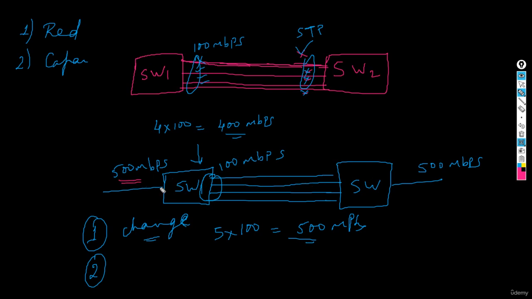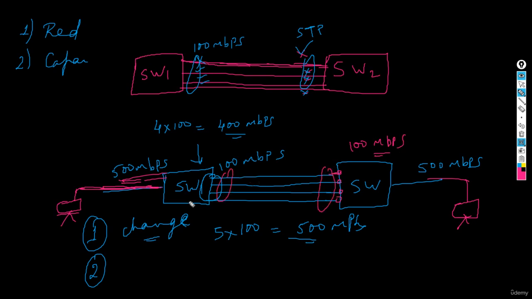I have this interface of 500 Mbps. I have some device sending traffic from here at 500 Mbps, and here also this device is sending 500 Mbps traffic. But the problem here is my interface is supporting only 100 Mbps. So I need to increase the speed here. How can I increase it? I can change the hardware, but it is an expensive solution. I don't want to spend money here. So what I will do is add more links. I am saying that if I add more links here, it will increase the speed.